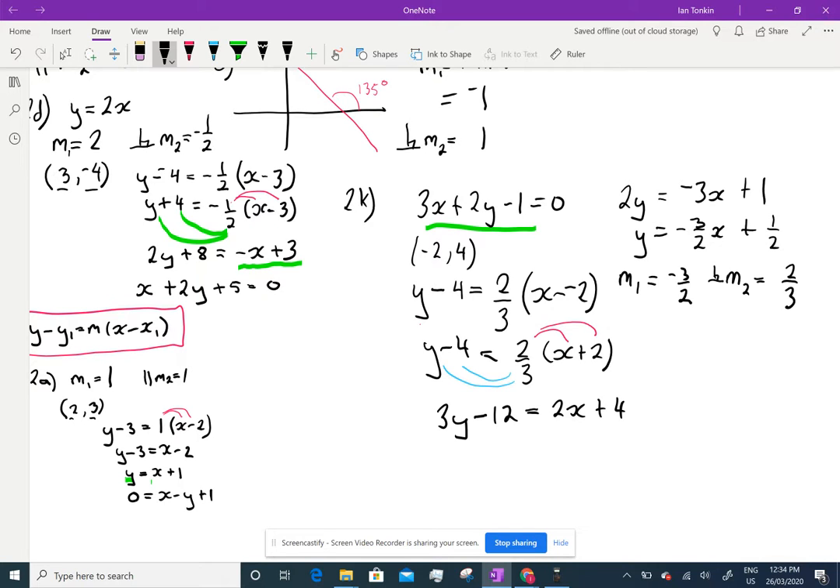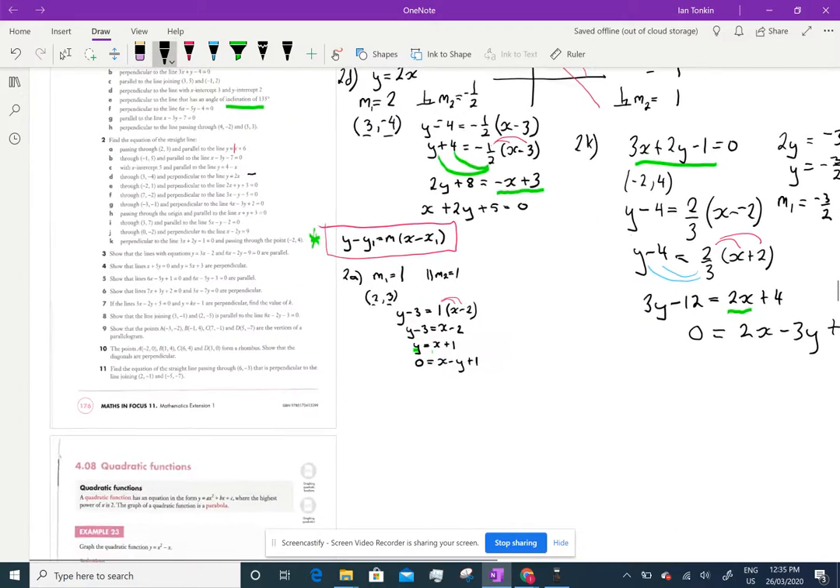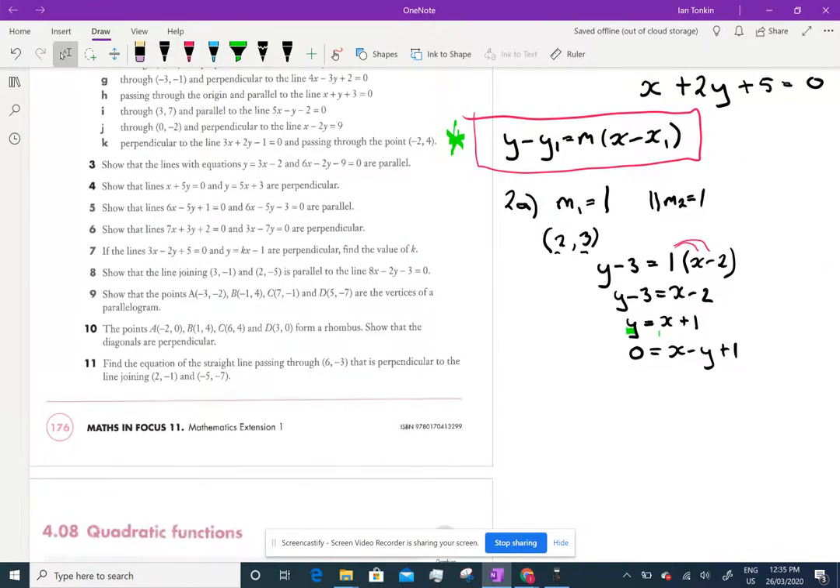Now we want it in general form, and remember general form is wherever the x is positive. So we're going to bring everything over to the right-hand side. So I'm going to get 0. The 2x is already positive. I'm going to minus the 3y, and I'm going to add that 12, so I'm going to get 16. And there we go. So that's the point gradient formula. Now these are just versions of these.